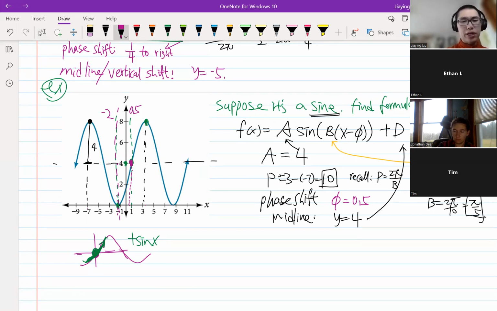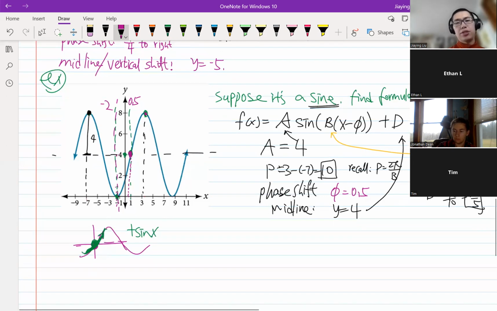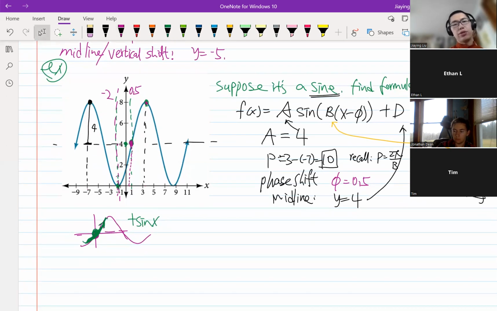I wish I had the grid line in the background. That would make it easier. But nevertheless, the trick here is if you want to find the phase shift, you can use the period.